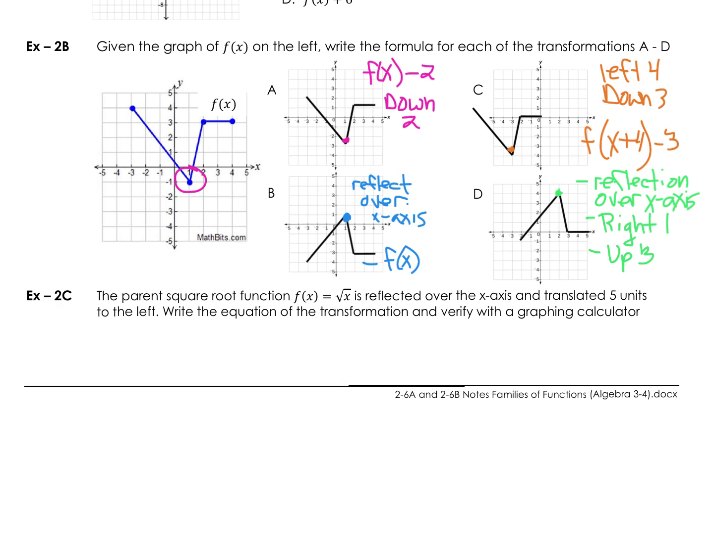So we already know that we have a reflection, so that's going to be a minus f of, and then our x. And then due to this right 1, right is that x direction, and because that's inside the function, we know that's opposite of right, so it's going to be a minus 1, not a plus 1. And then up is a y direction, so it's outside the function, and outside the function is the same direction as we think it is, so then that will be a plus 3.